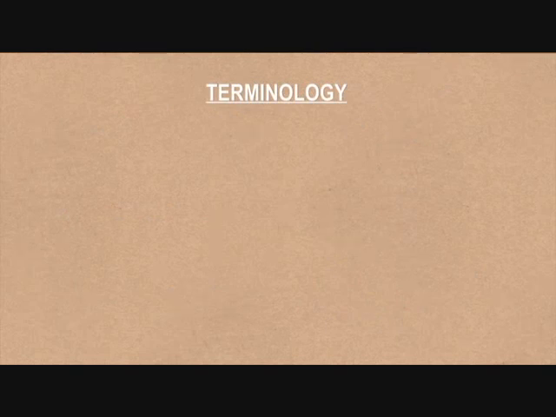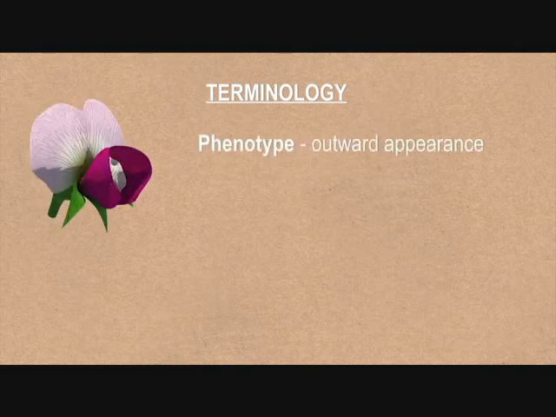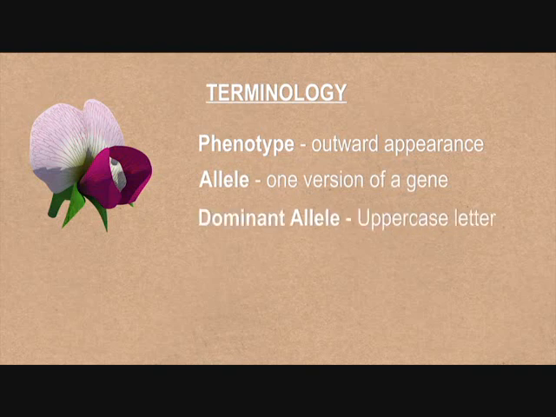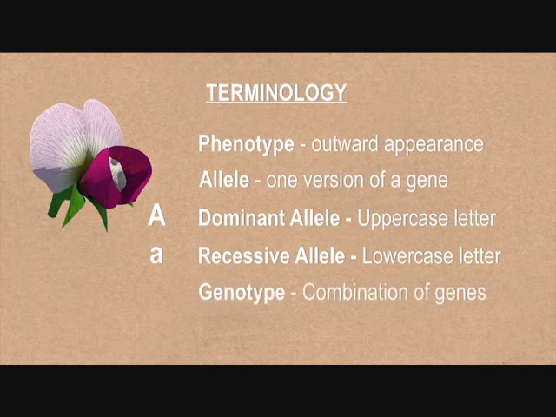Now here's some terminology to help us describe these crosses. We call the outward appearance of a trait its phenotype. The phenotype of this flower is purple. Each version of a gene is called an allele. The examples in this video will have 2 types of alleles: dominant, represented by an uppercase letter, or recessive, represented by a lowercase letter. The combination of alleles an individual carries is called the genotype. Pea plants have 2 copies of each gene, so the genotype of each trait is represented by 2 alleles.